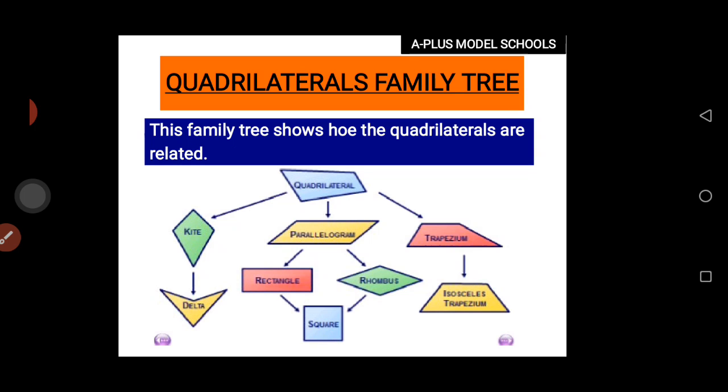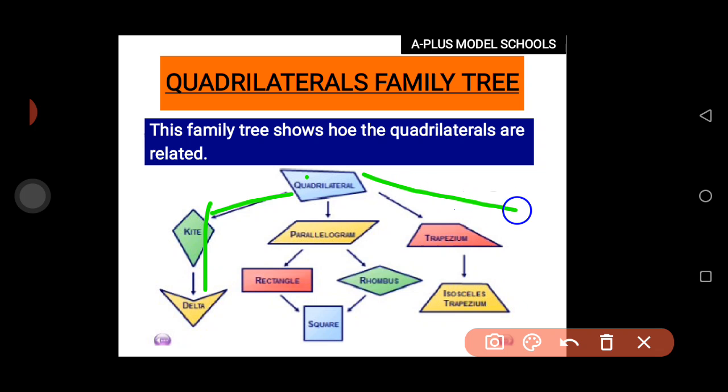Now, let's move to the quadrilaterals family tree. Looking at this tree, it shows the link between the quadrilaterals, how they are related. This family tree shows how the quadrilaterals are related. Look at that, this is the quadrilateral. We have the quadrilateral. Then after that, you can see the arrow. We have a kite. It means there's a relationship between a kite and a delta. You can see the arrow. We also have a relationship between a trapezium and isosceles trapezium.